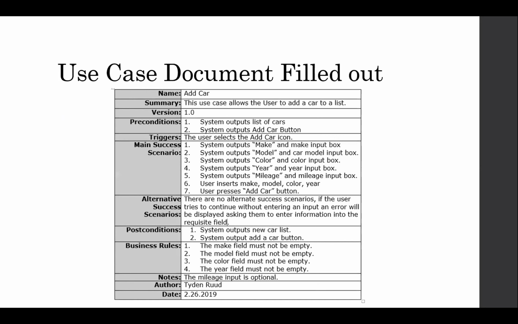The post conditions: it would output the new car list, and would also output the add car button again, so they could add another one if they cared to. Then the rules applied to the success scenario are that the make field can't be empty, the model field can't be empty, the color field can't be empty, and the year field cannot be empty. I also included in the notes that mileage is optional, so that's one thing they don't have to put in. And then author and date.